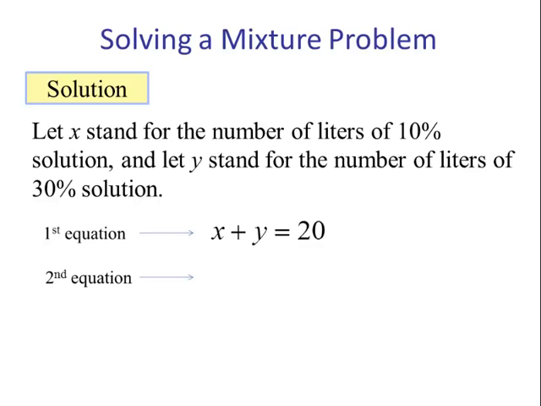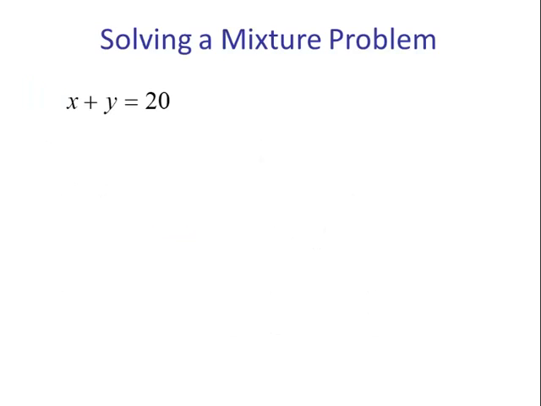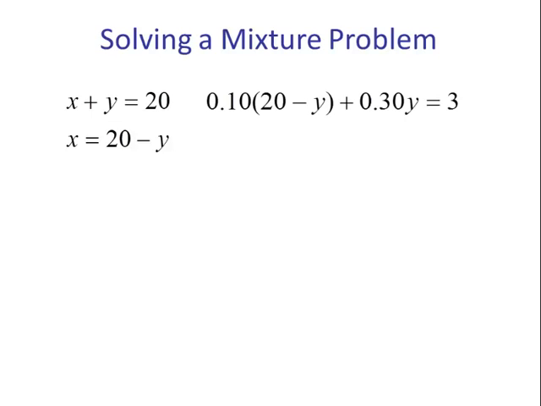The second equation is the concentration. So we take the 10% concentration times the number of liters plus the 30% times the number of liters, and that equals 15%, the concentration, times the number of liters. Simplifying this, we have the equation 0.10x plus 0.30y equals 3. So we have our system. Now we solve. I'm going to solve for x in the first equation. So we have x equals 20 minus y. I take that expression, 20 minus y, and substitute that into my other equation for x, and we have this equation.